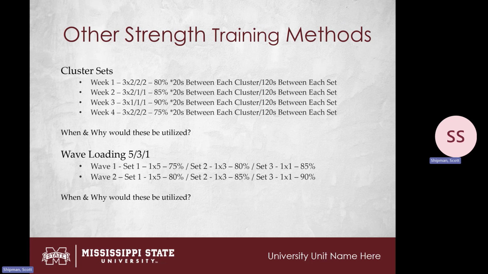A good part about this is you're getting a little bit of that post-activation potentiation from hitting 85% and then dropping back down to 80% and gradually increasing up to 90%. So I think these are two great methods of strength training that are easy methods to program.